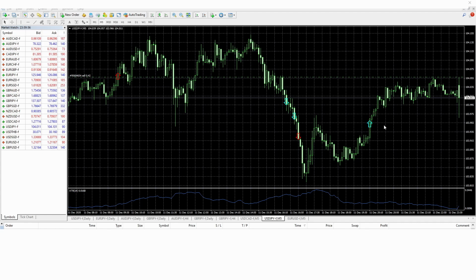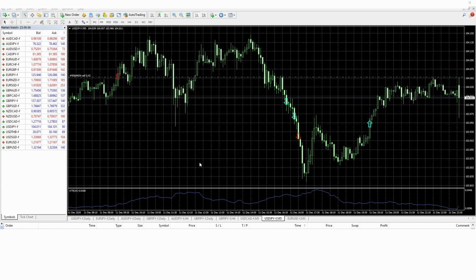So today I'll be talking about analyzing my wins and losses from the trading day of 11th of December 2020. Okay, so let's get right to it. A lot of these arrows are not my actual trades. Some of them are from my back testing.